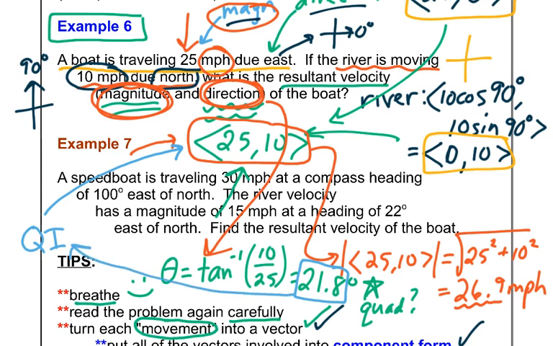So for example 6, the question is asking for the resultant velocity, the magnitude and direction of the boat after it's been pushed by the river. Your final answer is, it is now going 26.9 miles per hour at a direction of 21.8 degrees. You don't have to use any sort of direction in terms of south or north or east or west. You can just use the angle, and that assumes that you are in the first quadrant. And that's the answer to question 6.